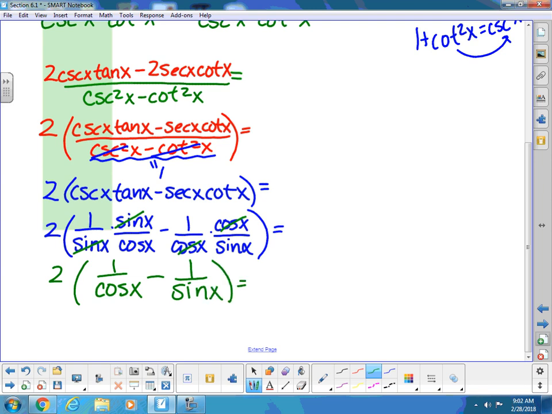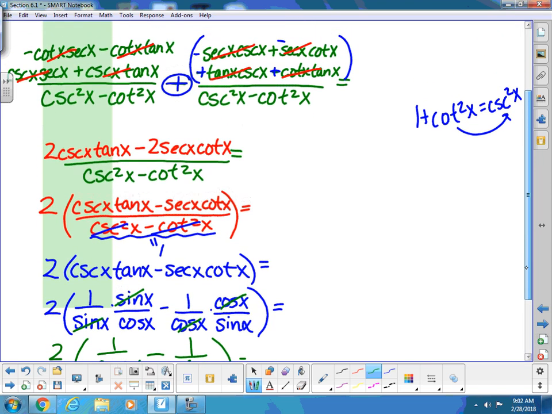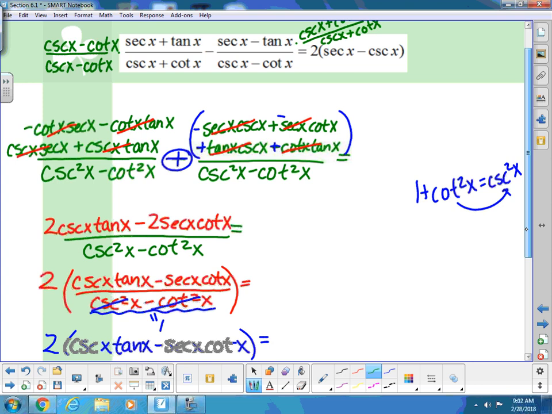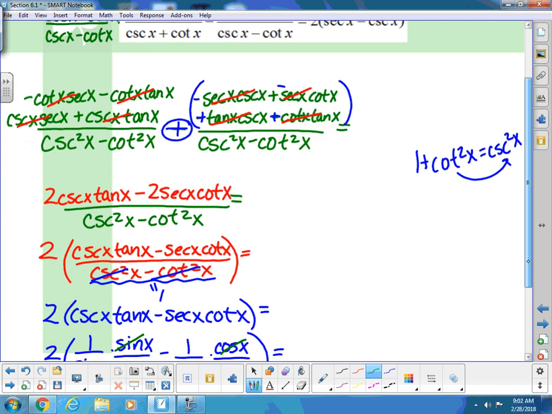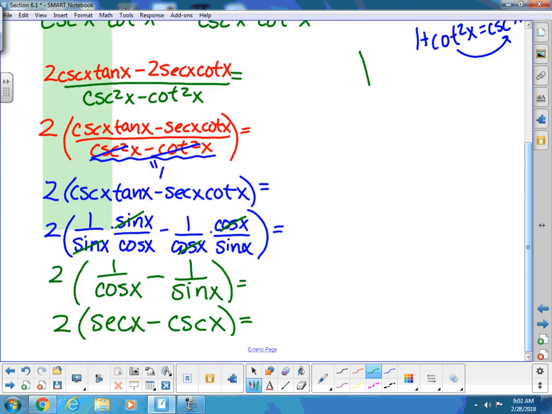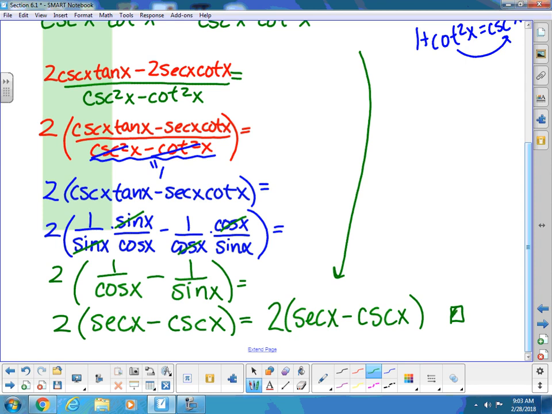And then these are our reciprocal identities. I am left with 2. 1 over cosine is the same as secant. 1 over sine is the same as cosecant. And now if we look way back up at the top, what we started with on the other side was 2, and then quantity secant minus cosecant. So bring that down. And whew, that was a tough one. We have proved the identity.